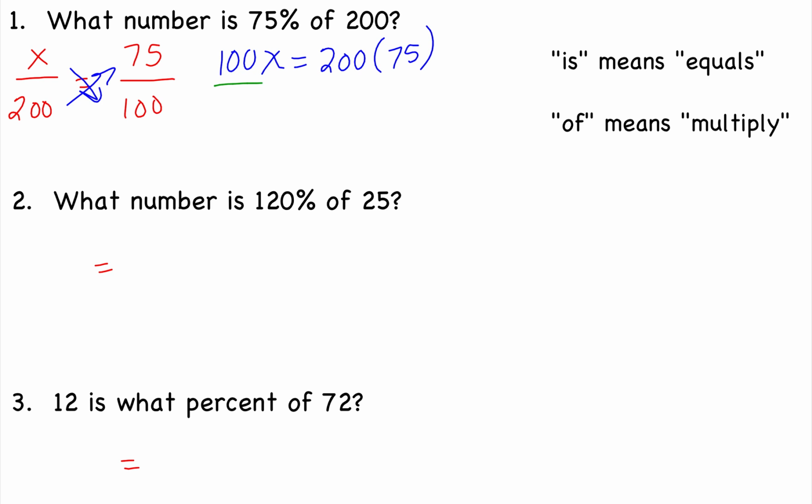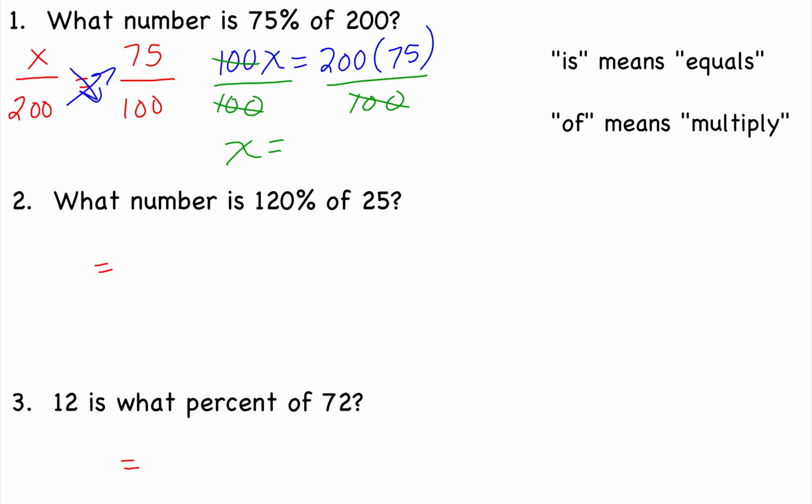So x is being multiplied by 100, so I want to do the opposite and divide by 100. And I have to do the same thing on both sides. So notice my 100s will cancel. 100 over 100 is just 1, and 1 times x is x.